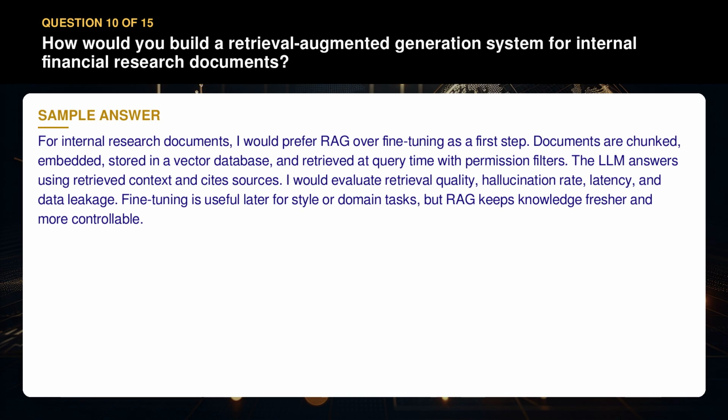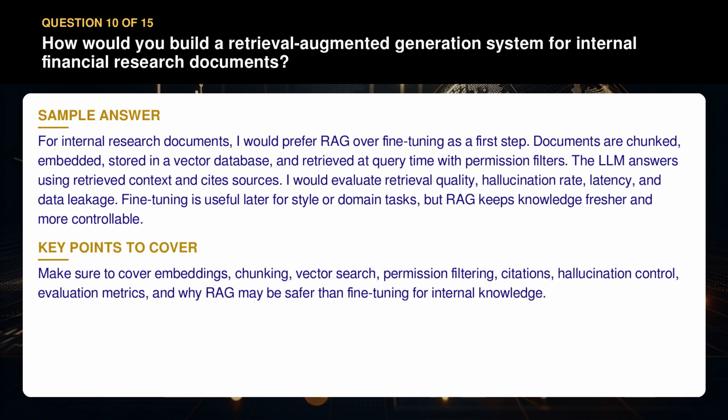I would evaluate retrieval quality, hallucination rate, latency, and data leakage. Fine-tuning is useful later for style or domain tasks, but RAG keeps knowledge fresher and more controllable. Make sure to cover embeddings, chunking, vector search, permission filtering, citations, hallucination control, evaluation metrics, and why RAG may be safer than fine-tuning for internal knowledge.